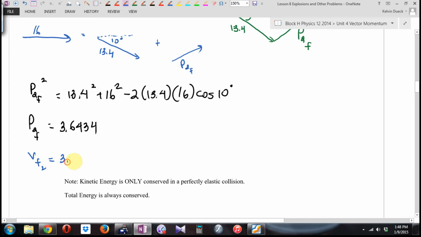How can I find velocity if I know momentum? Well, I can't. What I can find is the speed. How? Divide by the... was the mass 10 again? Is it the 10 kilogram mass that's moving? Look at the picture. Is it the 10 kilogram mass?